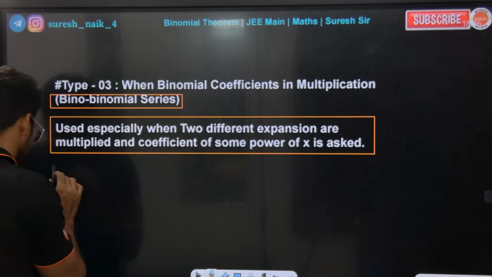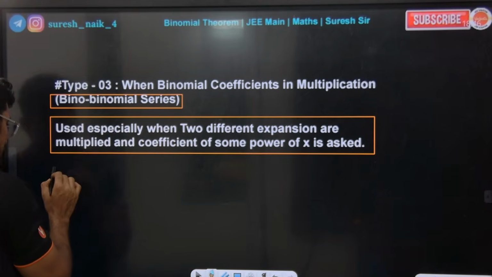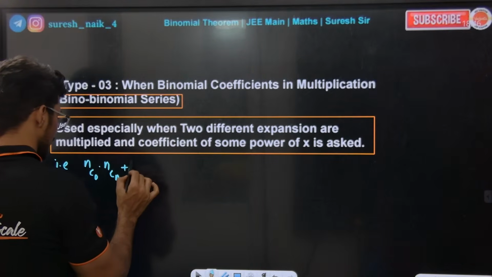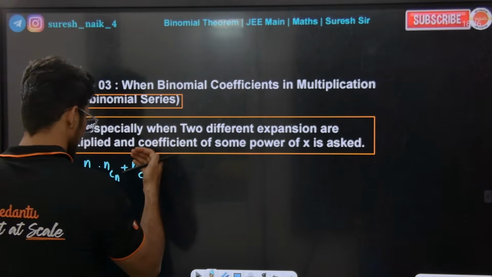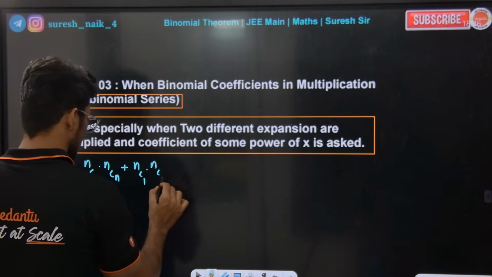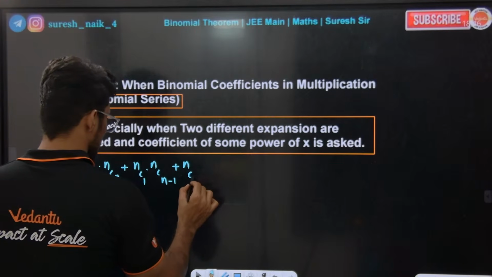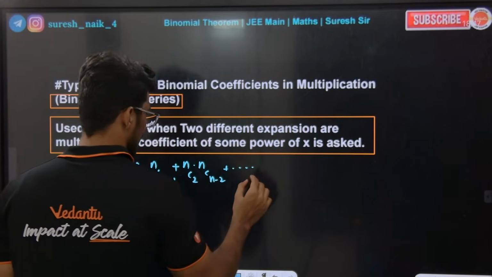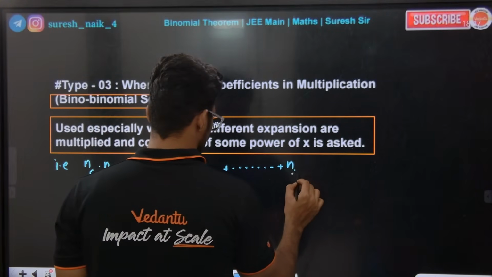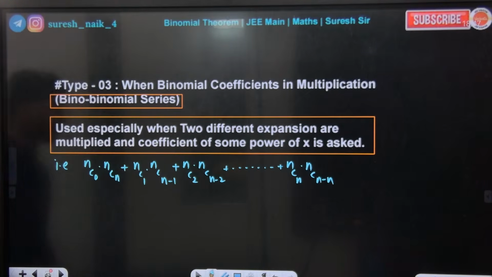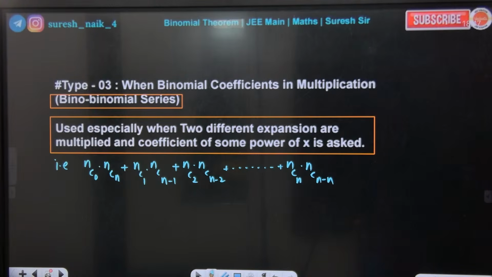Okay. Formula, that is, you can write like that: nC0 into nCn plus nC1 into nCn minus 1, plus nC2 into nCn minus 2, and so on till nCn into nCn minus n. So what is the pattern here? What pattern are we following?